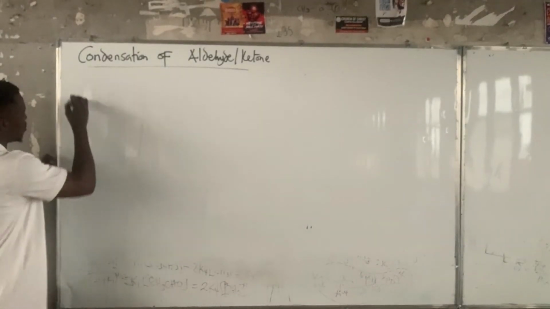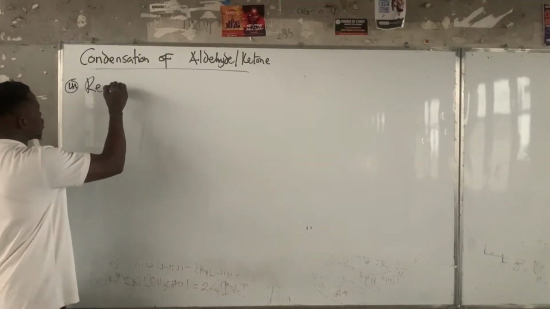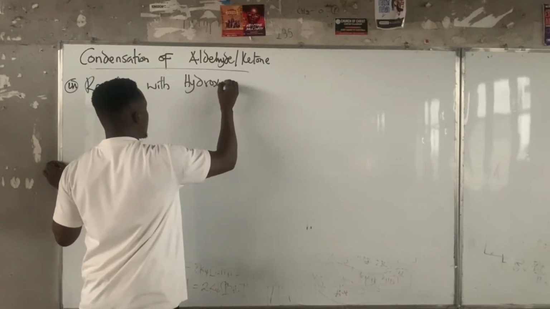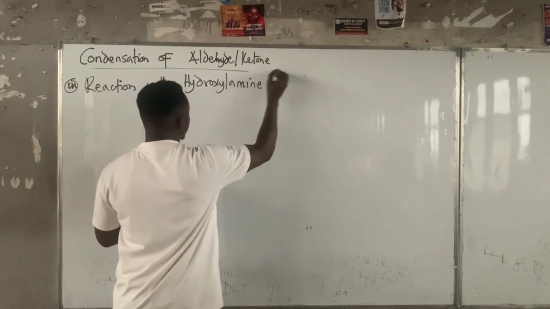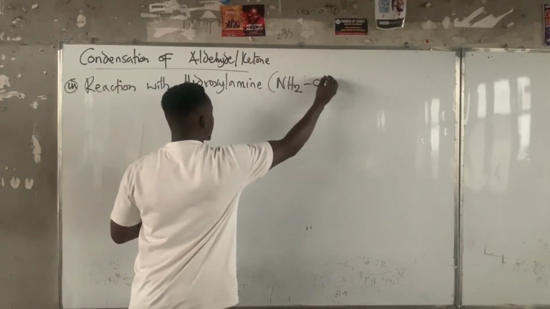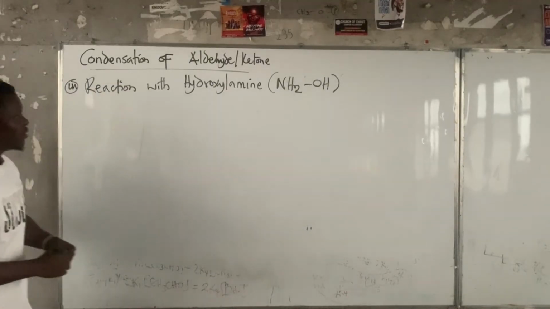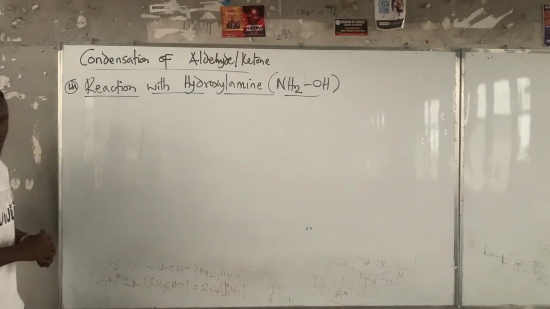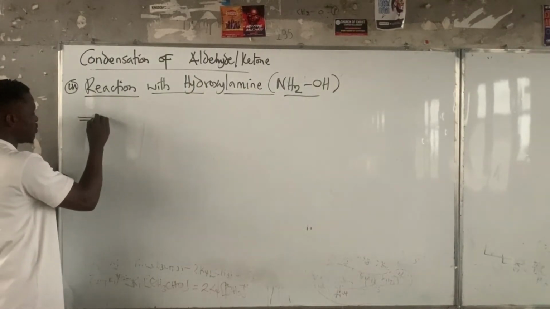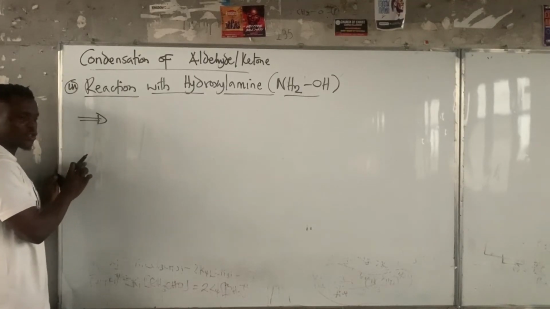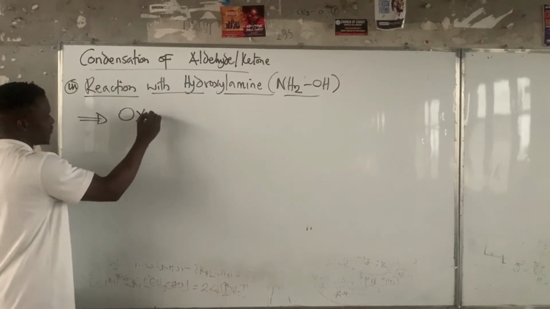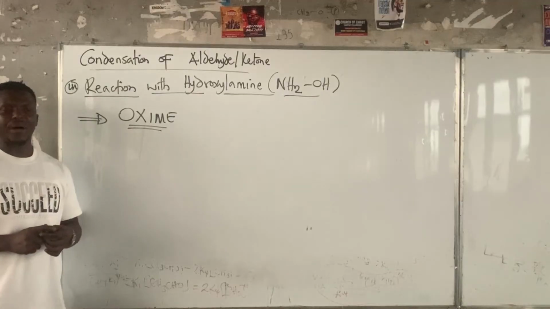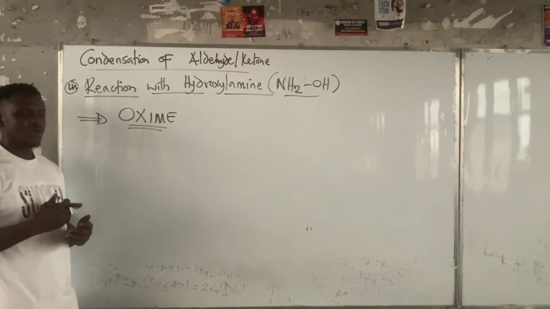The next reaction here is reaction with hydroxylamine. Hydroxylamine is NH2OH. Anytime aldehydes and ketones react with hydroxylamine, the product is always an oxime. So the product of the reaction of aldehydes and ketones with hydroxylamine is an oxime. Depending on what reacted, if it was propanone that reacted, the product is going to be propanone oxime.